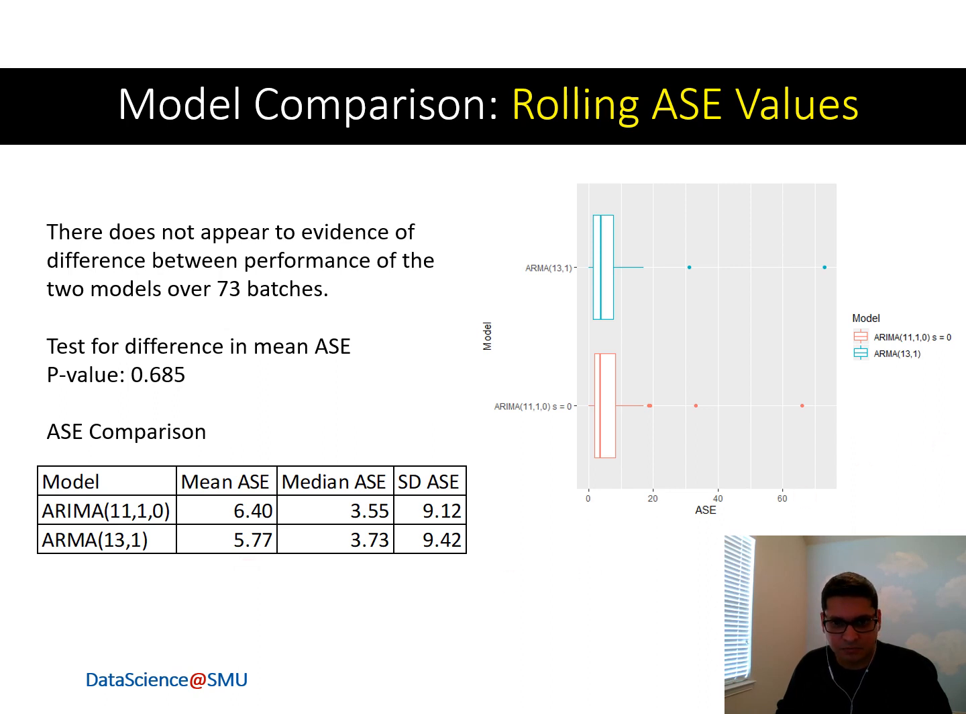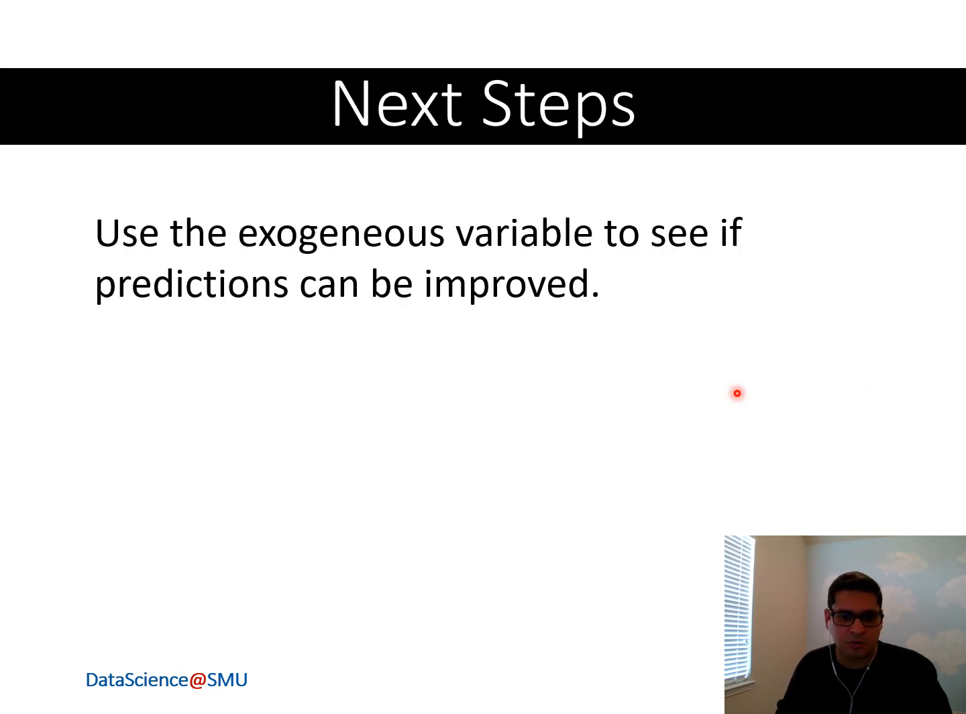ARIMA model. Now, since both these models are not doing a very good job at predicting the GDP, our next steps are to add exogenous variables and hope to improve the prediction power of these models.